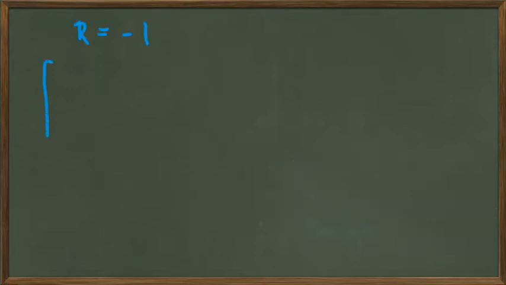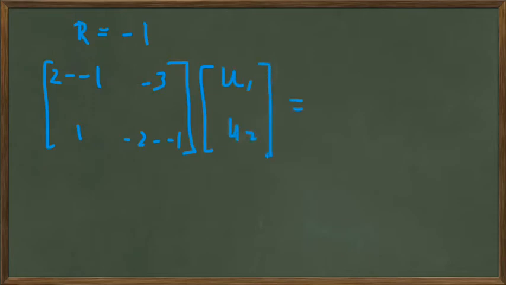So now we're subtracting minus 1 from the entries here and here, and we're leaving these two entries alone, and we're solving for U1 and U2, we're actually finding the relationship between U1 and U2, and that gives us the eigenvector.